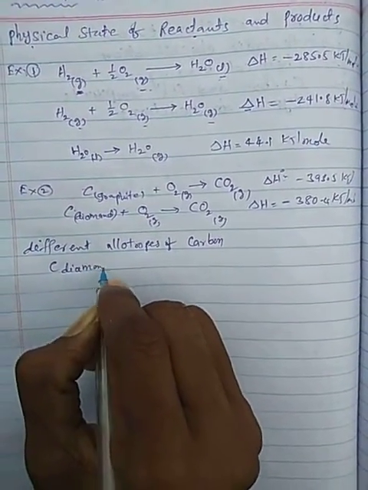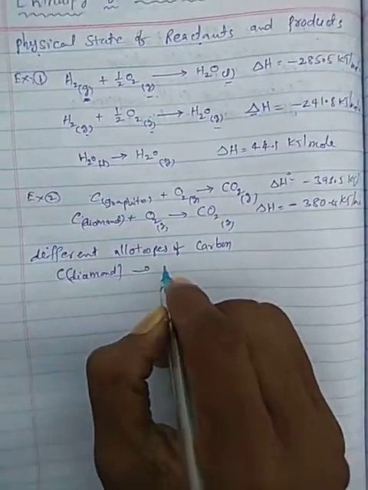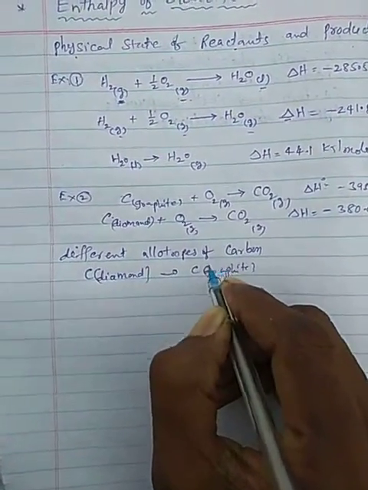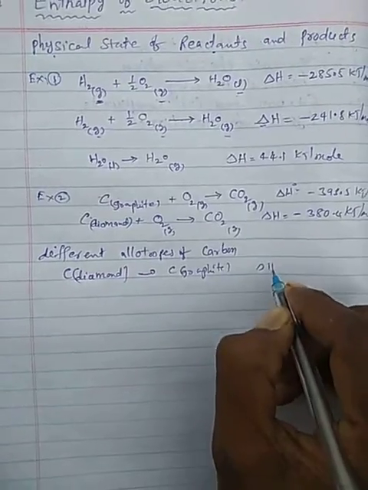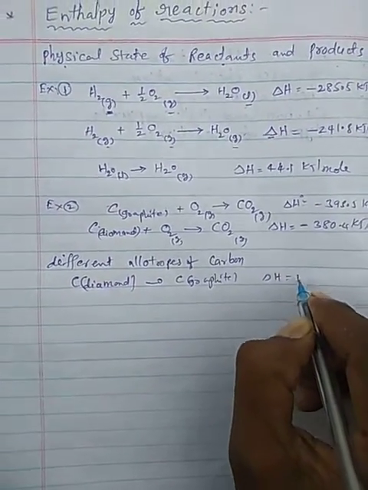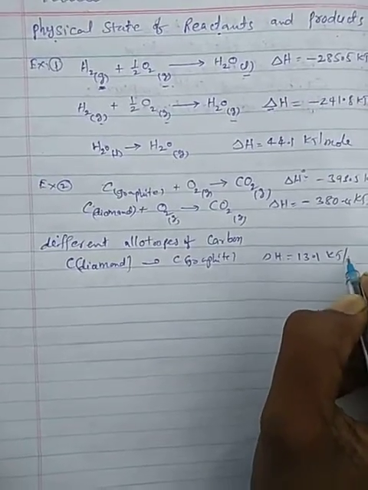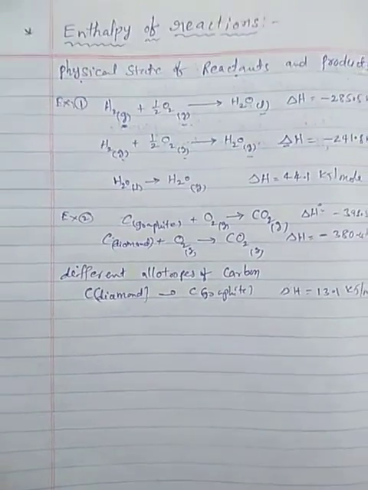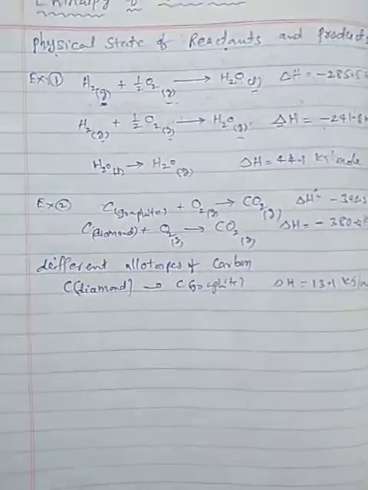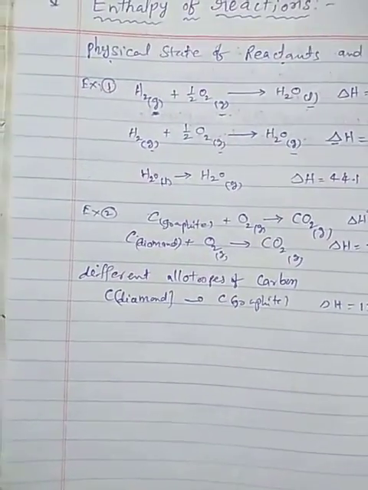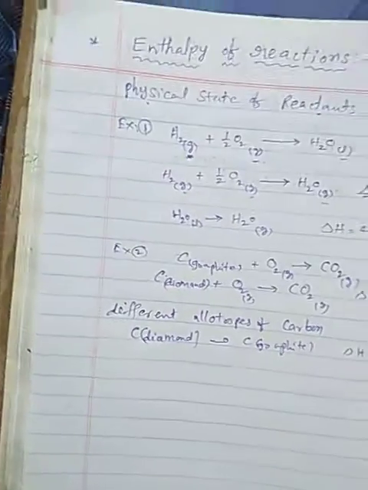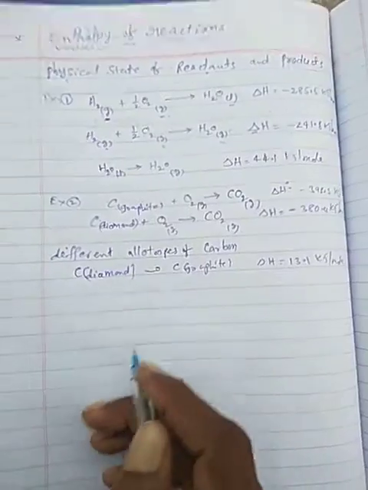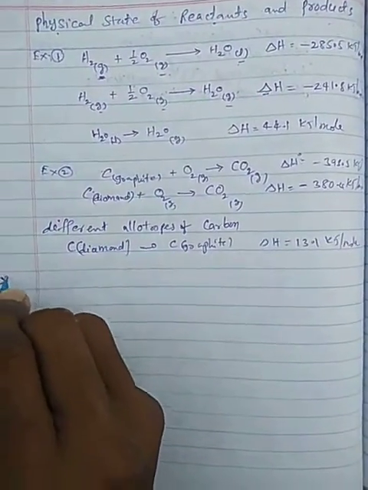For the change from C diamond to C graphite, the enthalpy of reaction is 13.1 kilojoule per mole. This is the enthalpy of reactions for a chemical. These reactions are important when we are doing the calculation of some reactions.